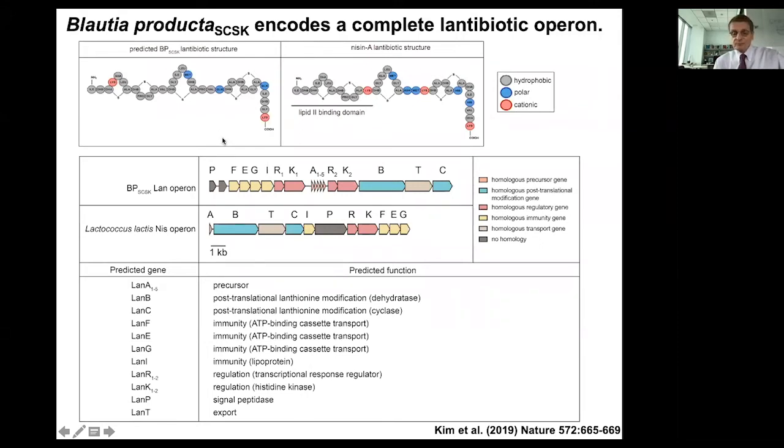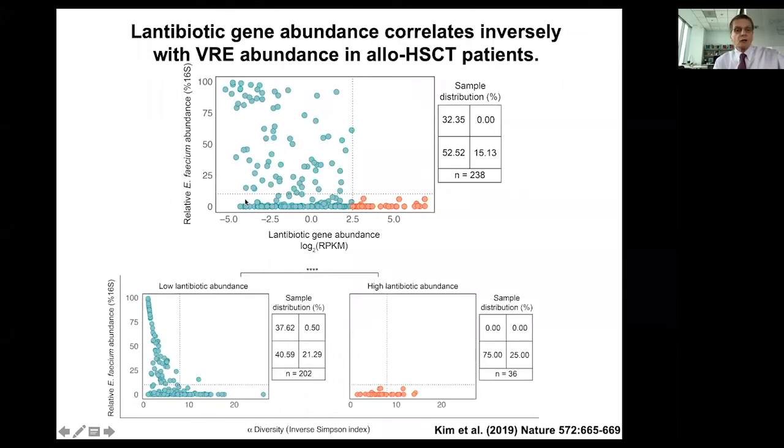And what Sean was able to show, and I'm not actually showing you a lot of the data that he used to demonstrate this, was that resistance to domination by Enterococcus faecium correlates very much with lantibiotic gene abundance that we were able to detect in fecal samples from bone marrow transplant patients that had been shotgun sequenced. And once you hit a threshold level of lantibiotic gene abundance, we no longer saw expansion of VRE, but below this level we saw lots of it.